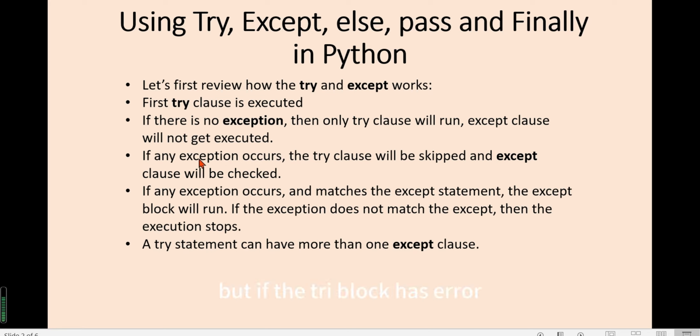But if the try block has an error, an exception will occur and the try clause will be skipped, then the except clause will be checked. Further, if the exception occurs and matches the except statement, the except block will run. If the exception does not match the except, then the execution of the program will stop. And a try statement can have more than one except clause, just to be noted.